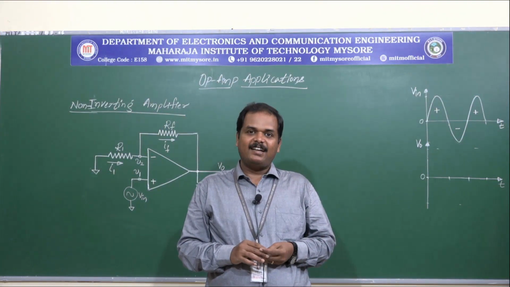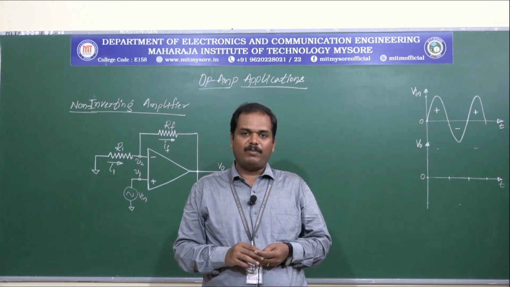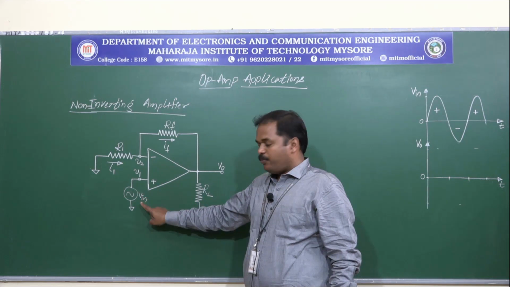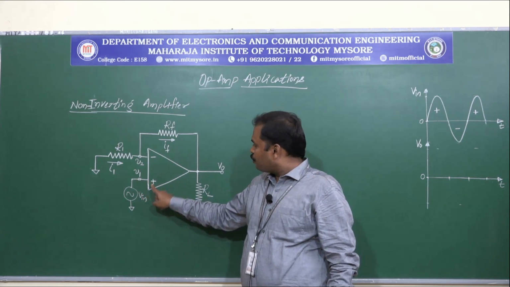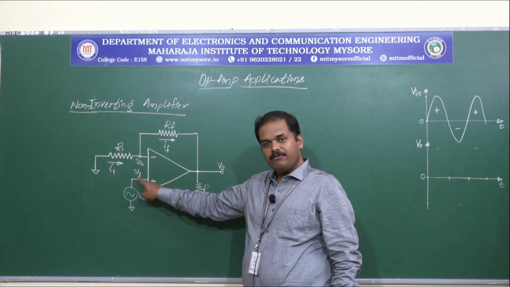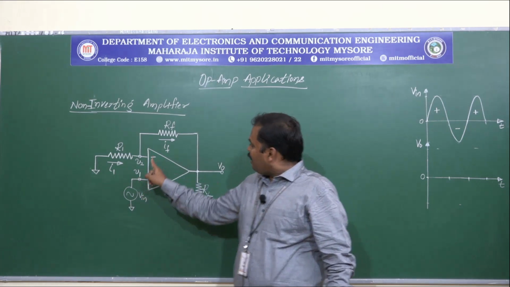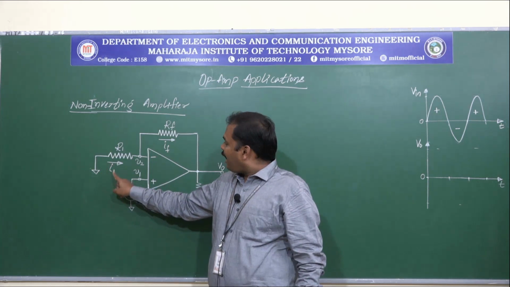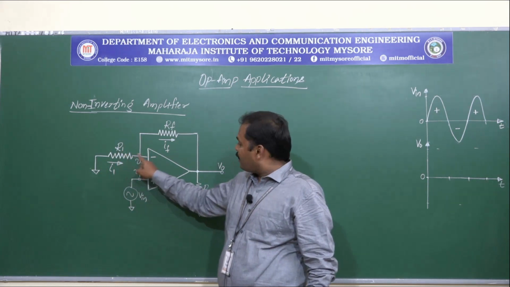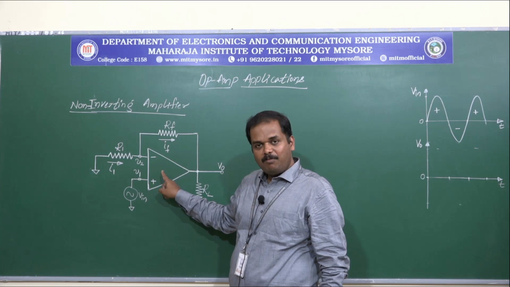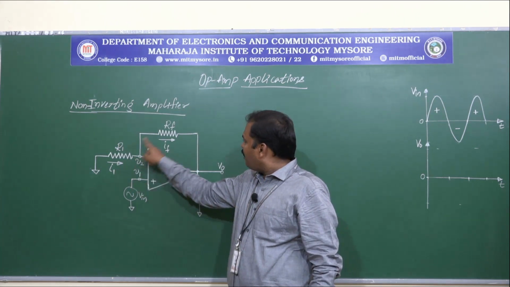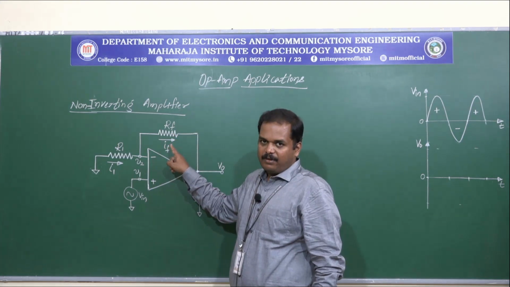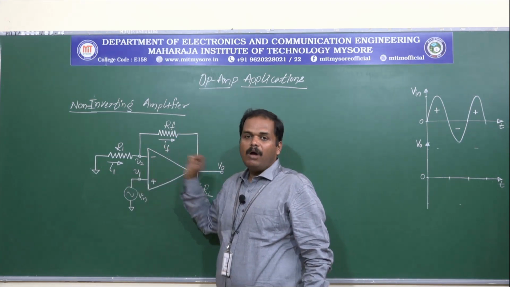Now let us understand the working of the non-inverting amplifier. As we can see in the circuit diagram, the input signal Vin is applied to the non-inverting input terminal V1 and the inverting terminal V2 has been grounded. The current I1 is flowing through R1 and this cannot get into the op-amp because of the high input impedance. So this current I1 will be flowing through the feedback element Rf as If. So I1 is equal to If.